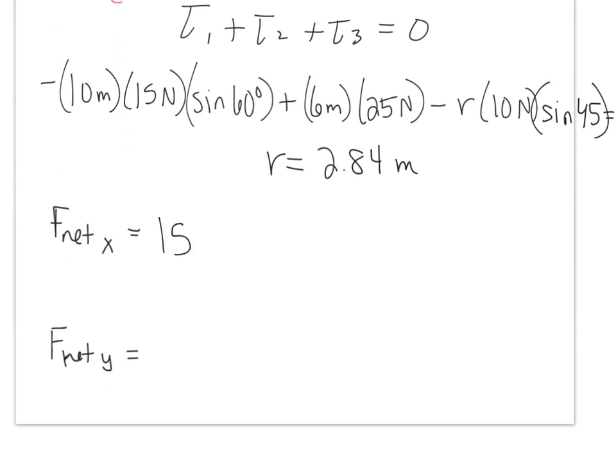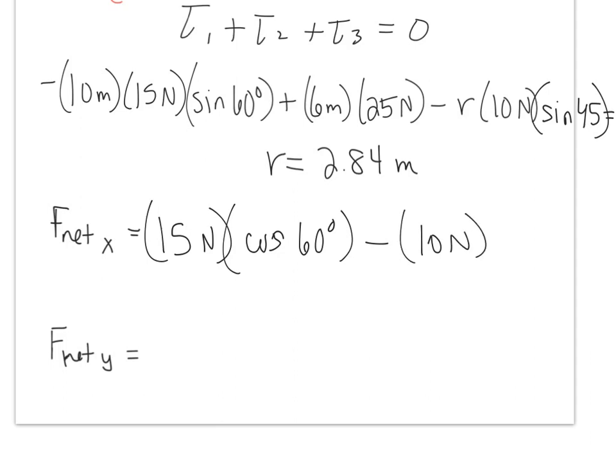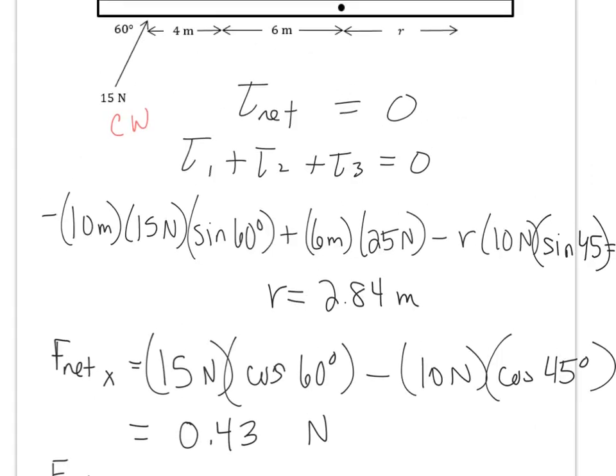Again, 15 is the actual force, newtons, times the cosine of 60 degrees. And that's positive because that was pushing up and to the right, and the right is positive in the x. And then minus the other portion, which is going to be 10 times the cosine of 45. That will give us a number. That number is 0.43 newtons. So it's almost at a state of equilibrium horizontally. Almost, right? 0.43 newtons.